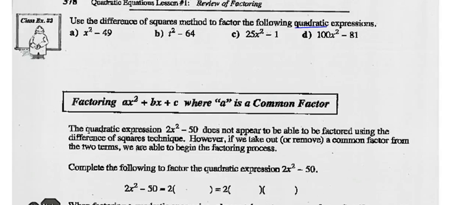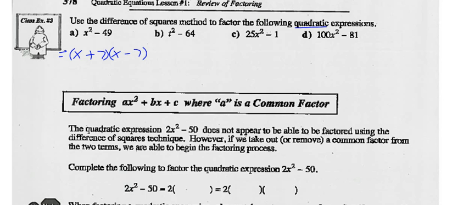So x squared minus 49, both these terms are perfect squares. All you have to do is make your two sets of brackets. Put the square root of x squared in the front of each bracket, put the square root of 49 in the back of each bracket, and make one positive, make one negative. x plus 7 times x minus 7, that's the factors of x squared minus 49.